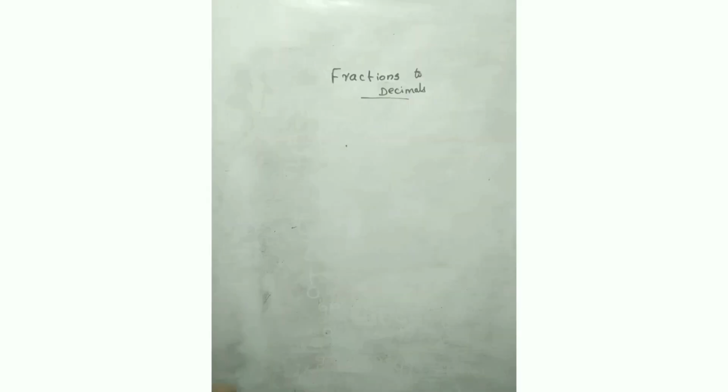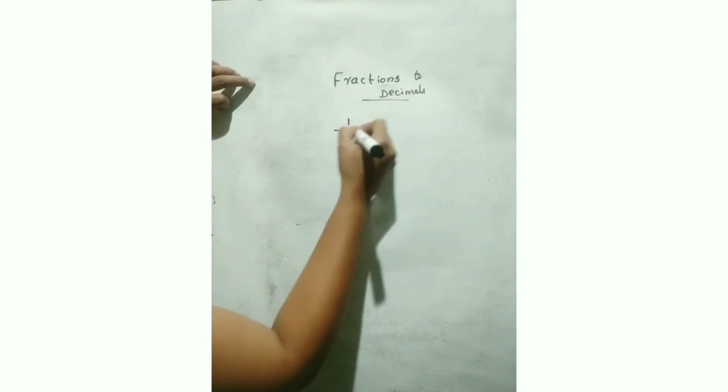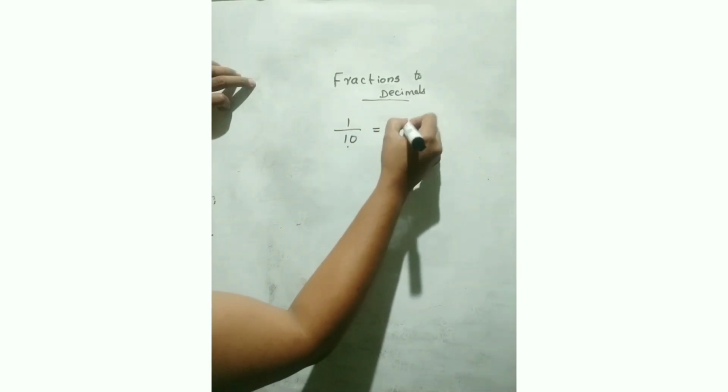Now we can study fractions to decimals. How can we convert fractional numbers into decimal numbers? We know that we can write 1 on 10 equal to 0.1.